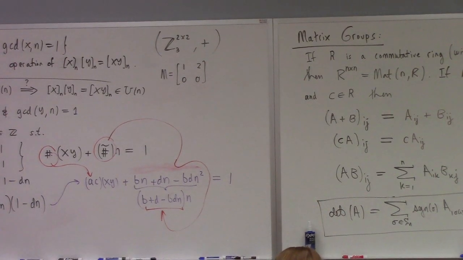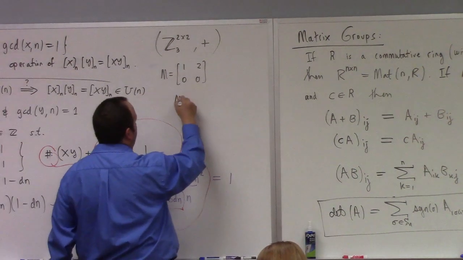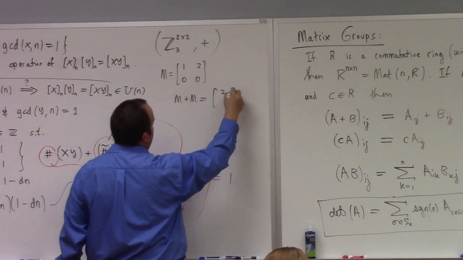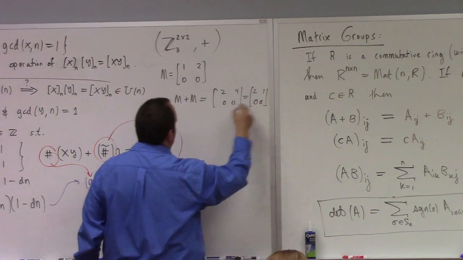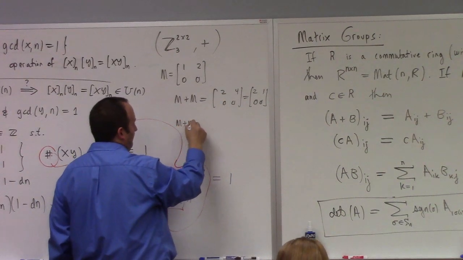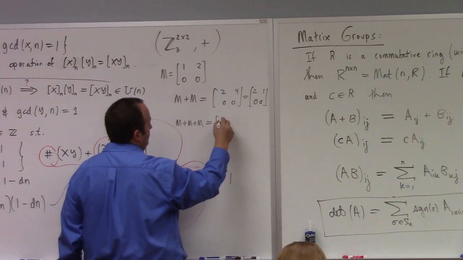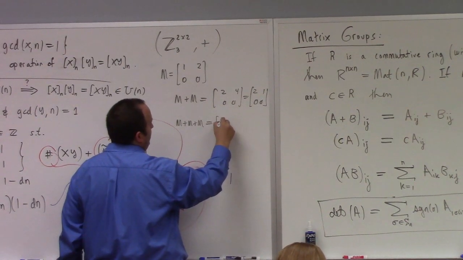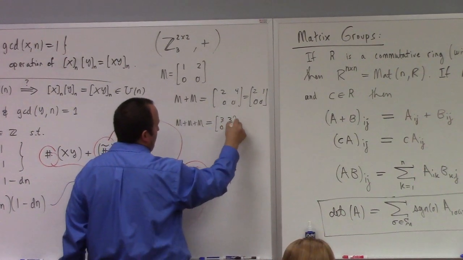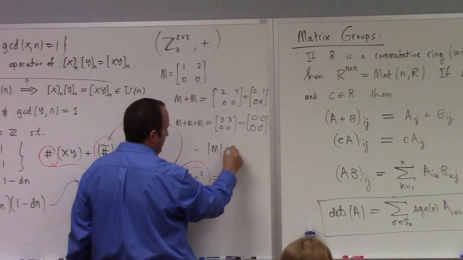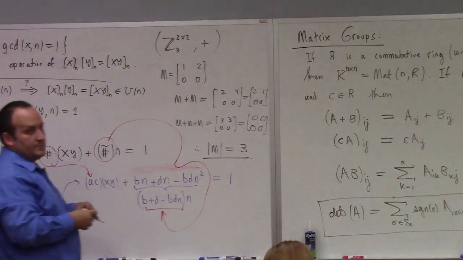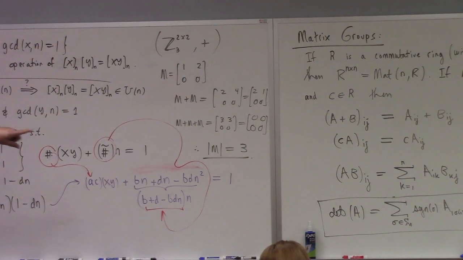There's a matrix in there. What's its order? M plus M is what? 2, 4, 0, 0, also known as 2, 1, 0, 0. What's M plus M plus M? We get 2 plus 1 is 3, we get 3, 0, 0, we get 0. So therefore, the order of M is 3. That's an additive order. That was a multiplicative order on the one we just did.